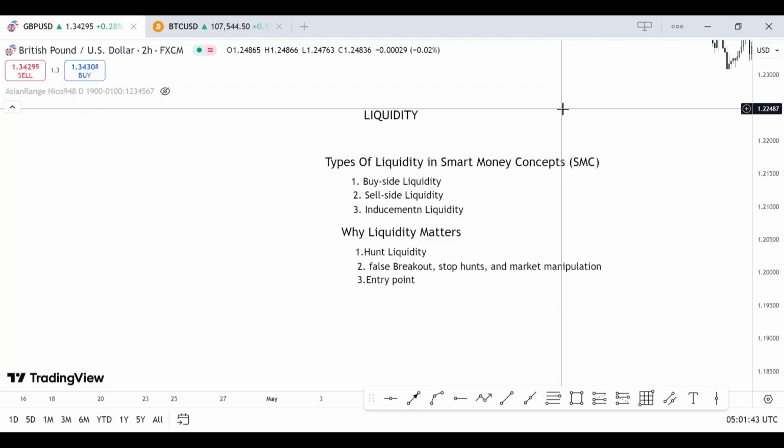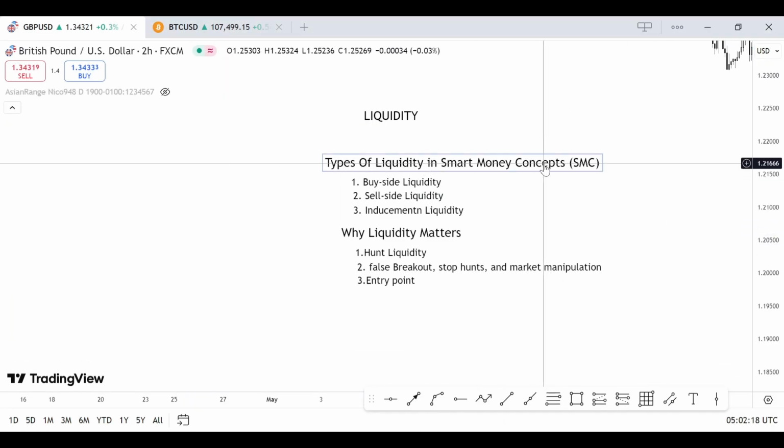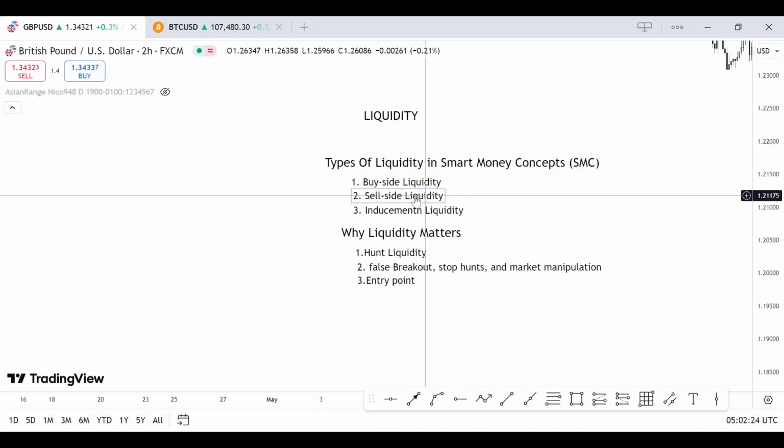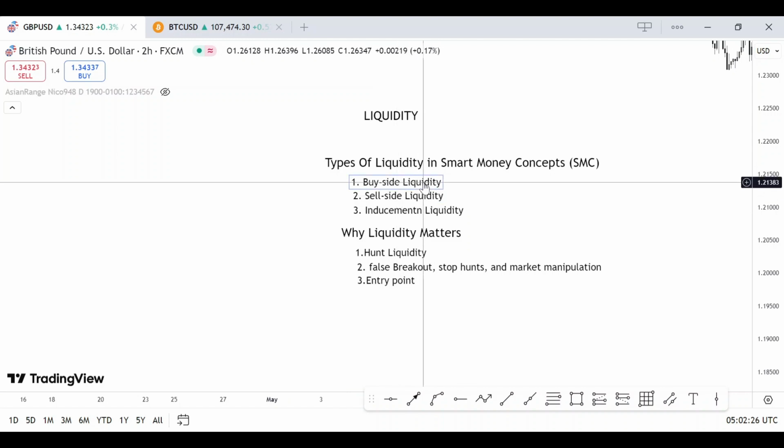In simple terms, liquidity is the fuel of the market because price moves from liquidity to liquidity, and liquidity is the originator of every trend. So the types of liquidity in smart money concept, we have the buy side liquidity and we have the sell side liquidity. We also have the inducement liquidity.